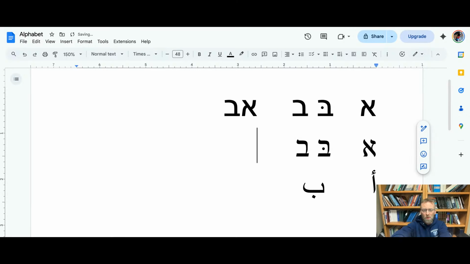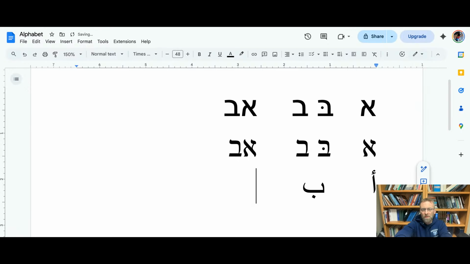So boom, boom, boom, boom. And there it is. So Av. And Av is a word for father. Okay. All right. And then in Arabic, we have a counterpart.